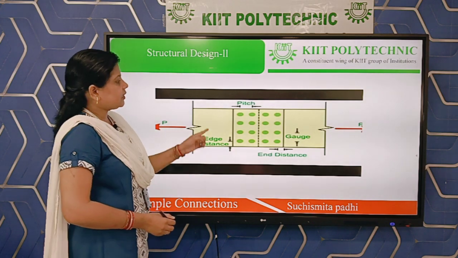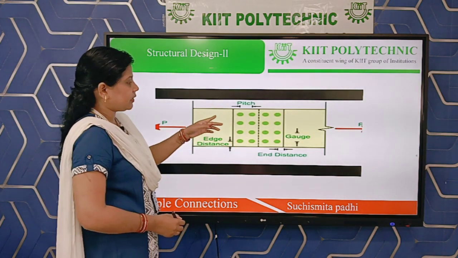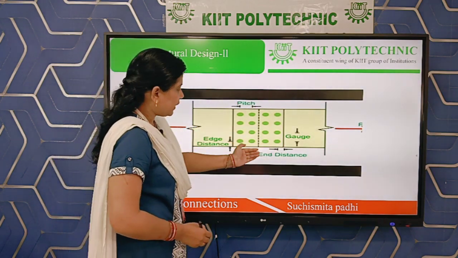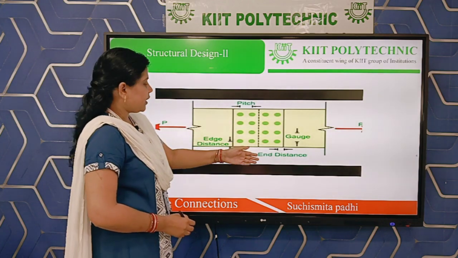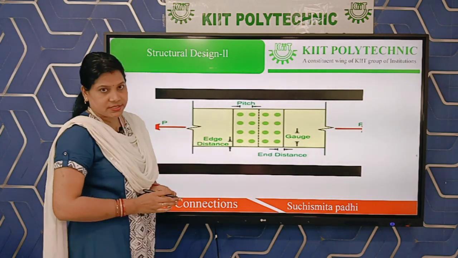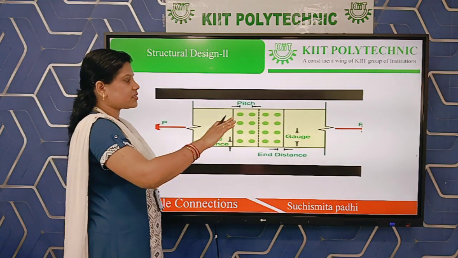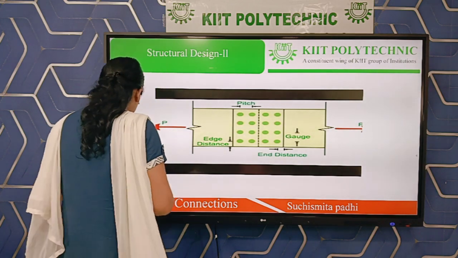So these are the four important technical terms which we will use later during the calculation or design of problems: pitch, gauge, end distance and edge distance. Pitch is the opposite of gauge and end distance is the opposite of edge distance. We are measuring two distances, one parallel to the direction of stress, another perpendicular to the direction of stress.